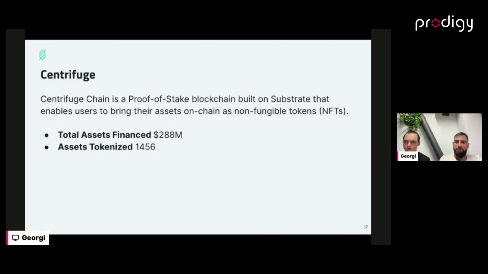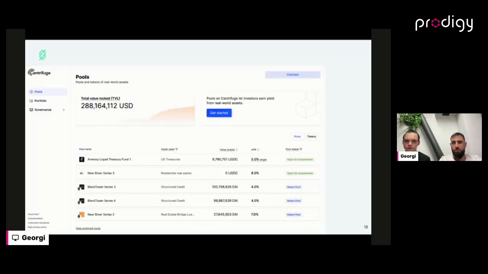So another interesting project is Centrifuge. It's again a DeFi-oriented platform or blockchain with proof of stake consensus focused on NFTs, with a very impressive TVL of almost $300 million and a lot of tokenized real-world assets. So here you can have a portfolio, you can stake and invest in real assets and have some nice APR based on that. Of course, there is governance as in every respectable DeFi protocol.